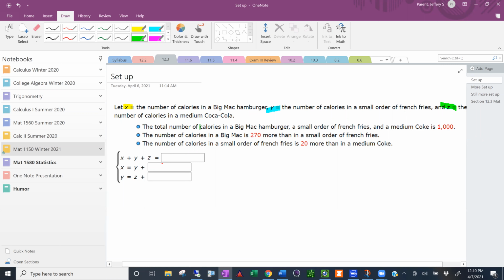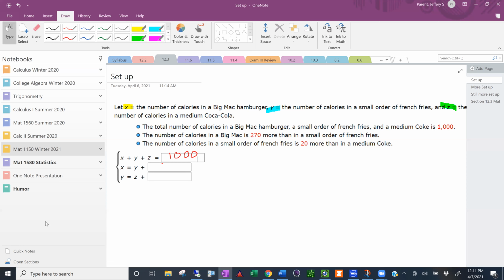It starts with the total number of calories in a Big Mac, small order of French fries, and a medium Coke is 1,000. So that's really saying X plus Y plus Z equals 1,000. And that's your first equation. All you would have to do in a problem like this is fill in the number 1,000.